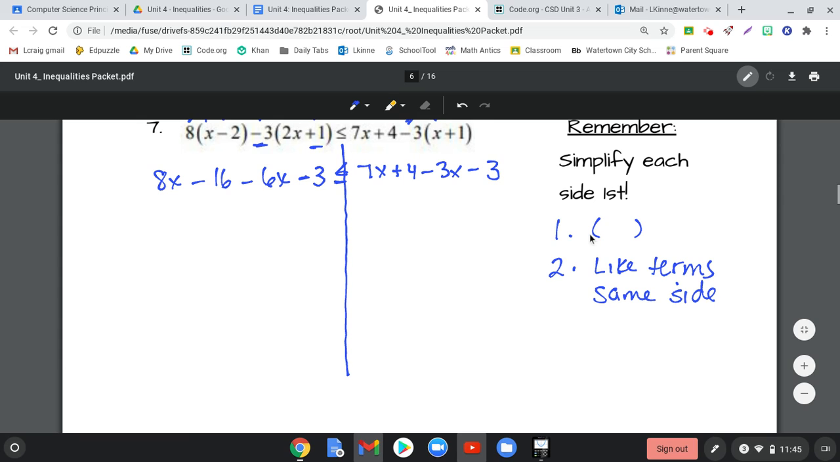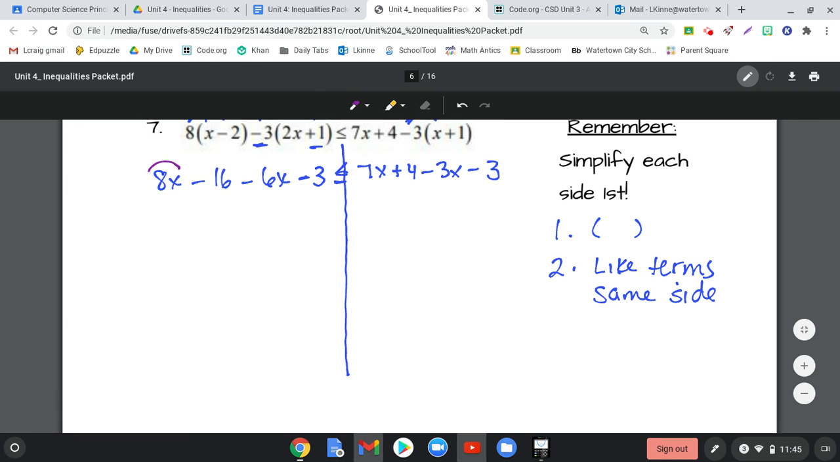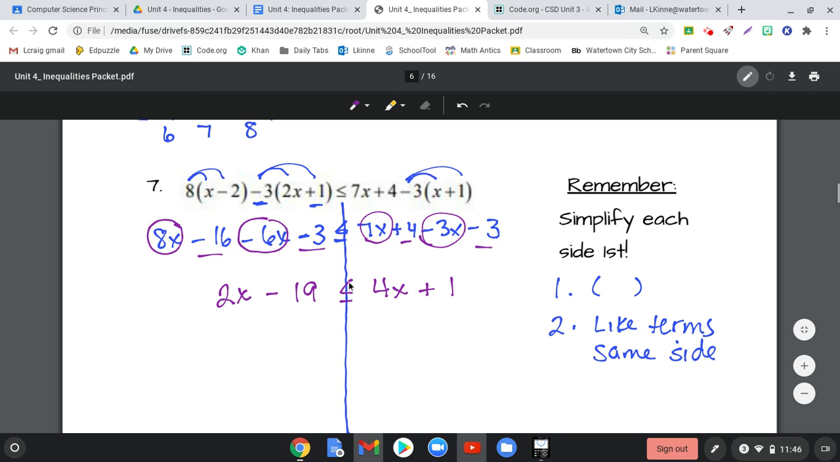All right, so we've taken care of our parentheses. Now what can you combine on the same side? Circle those x's. All right, so I have 8x minus 6x is 2x. They're on the same side. You don't change their sign. -16 minus 3, if you're not sure, type it into the calculator, -19. Over here, 7x minus 3x. Again, you just combine them as is. You don't change its sign. And then 4 minus 3 is +1. Wow, look how far we've come already.